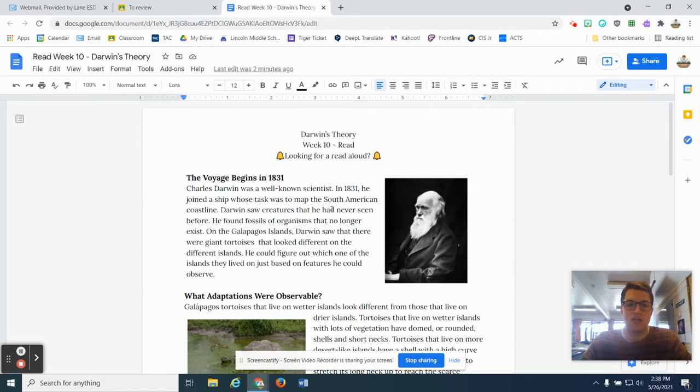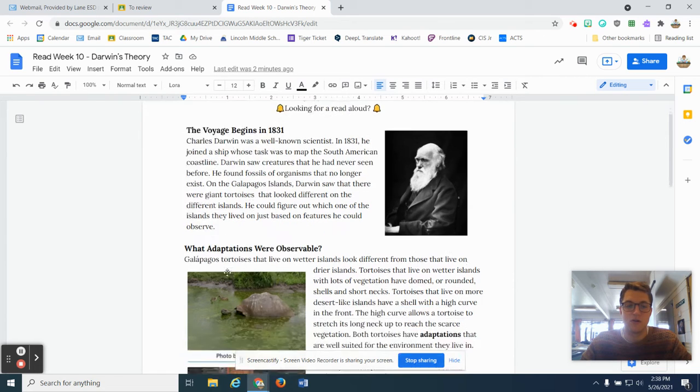Darwin saw creatures that he had never seen before. He found fossils of organisms that no longer exist. On the Galapagos Islands, Darwin saw that there were giant tortoises that looked different on different islands. He could figure out which one of the islands they lived on just based on the features he could observe.